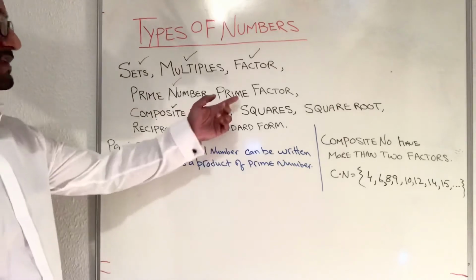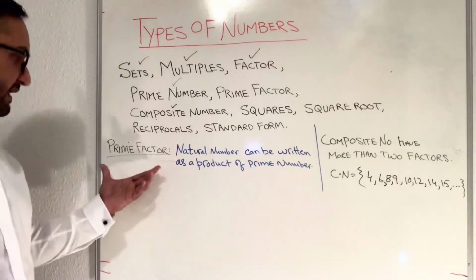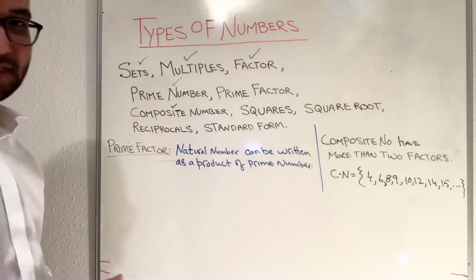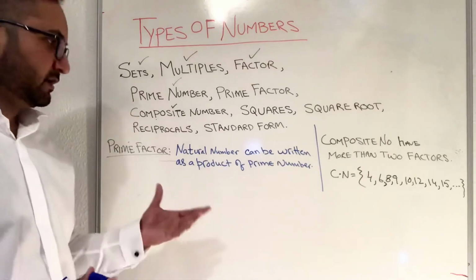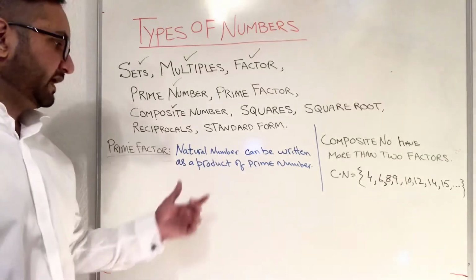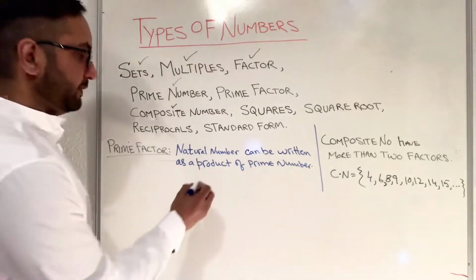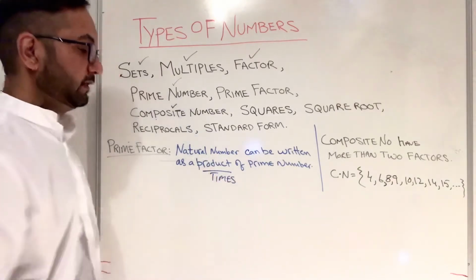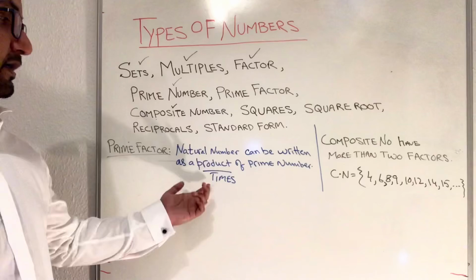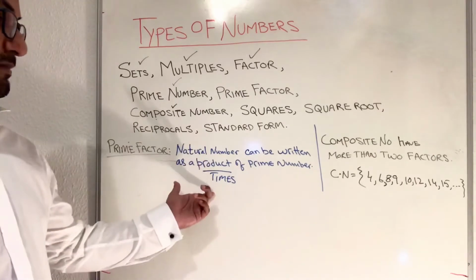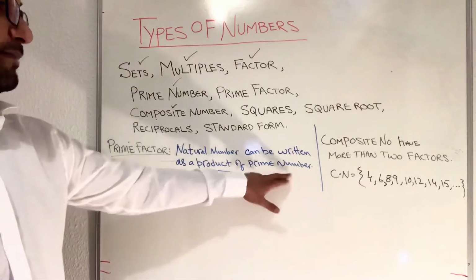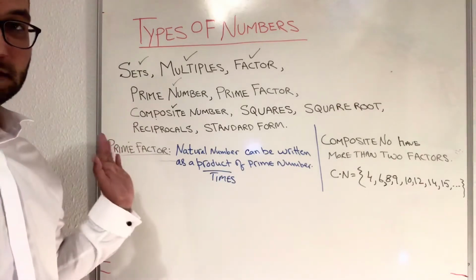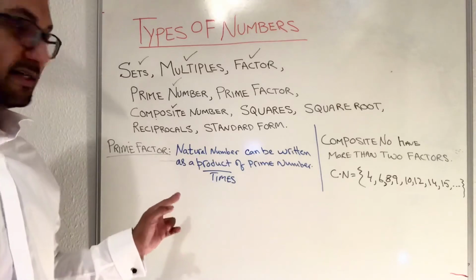And now the fifth one is prime factors. The definition of a prime factor: a natural number, because all numbers starting from 1, 2, 3, 4 and so on are natural numbers, can be written as a product. What does product mean? Product means times. In mathematical notation we use product. So it's the same thing, product or times or multiply, of prime numbers. The prime numbers are those numbers we already did, which have only two factors, 1 and itself.